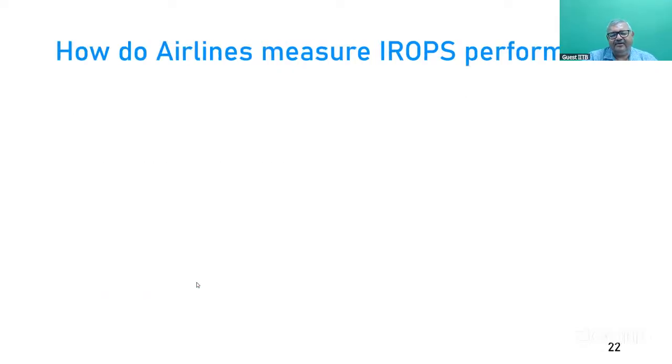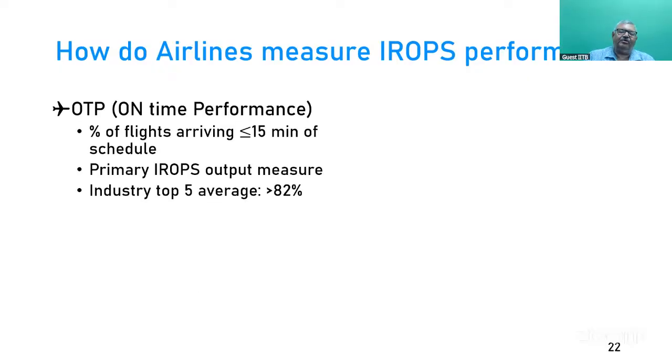Now, how do airlines measure the performance of IROPS? So there are 4 key parameters. One is on-time performance or OTP. For us, OTP is something else. But for an airline, OTP stands for on-time performance. As I mentioned, a 15-minute delay is not counted as delay. So what percentage of flights are arriving or departing within 15 minutes of scheduled time? That is the on-time performance.